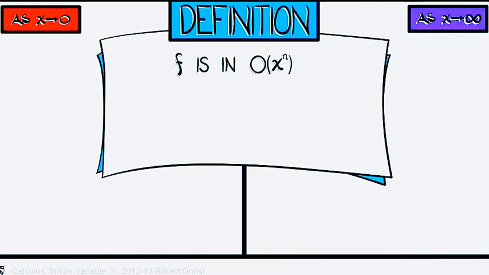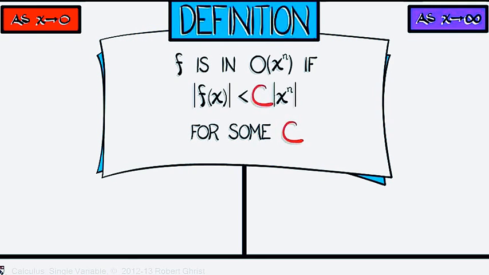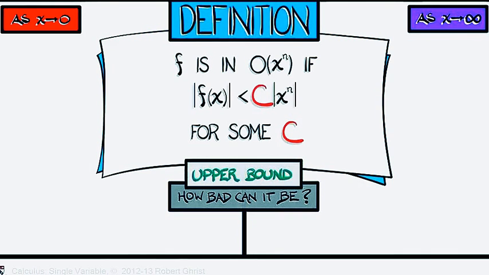We say that a function f is in big O of x to the n if, in absolute value, f of x is less than some constant times x to the n. Now, we're not saying exactly what that constant is. It's just some constant. And we're just getting an upper bound. We don't actually care about the value of c. We just want to control the growth.